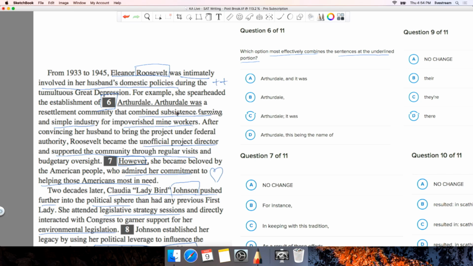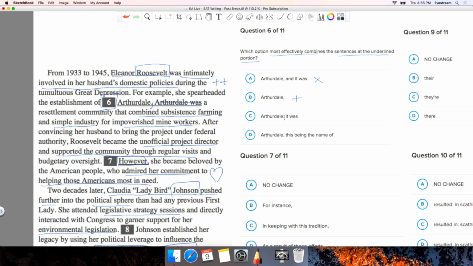Okay, so it's grammatically correct, but I think I could improve the clarity here and streamline it. And so I might want to use a comma would be a good one, and then delete that. And so that would be probably the simplest solution to that. But let's take a look at the answer choices. Arthurdale, and it was a resettlement community that is combined. Not quite. Arthurdale, comma. Okay, so that one combines the sentences effectively and is very streamlined, and so I like that one.